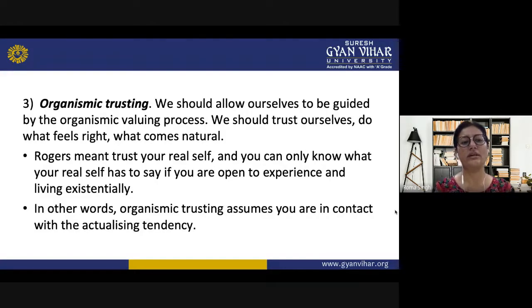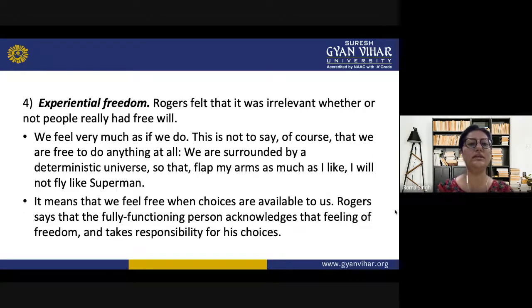Then there is organismic trusting. We should allow ourselves to be guided by the organismic valuing process. We should trust ourselves, do what feels right, what comes natural. Rogers meant trust your real self, and you can only know what your real self has to say if you are open to experience and living existentially. In other words, organismic trusting assumes you are in contact with the actualizing tendency.